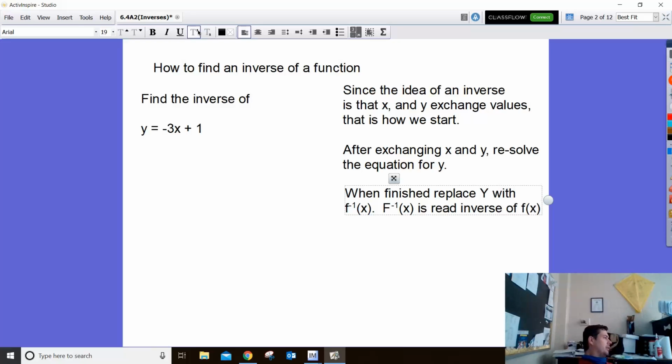Remember, inverses swap around x and y values. That's all they do. What you got, Sean? You can move wherever you want, man. I'm trying to get Grant to move to the front room all year. He just doesn't want to do it.